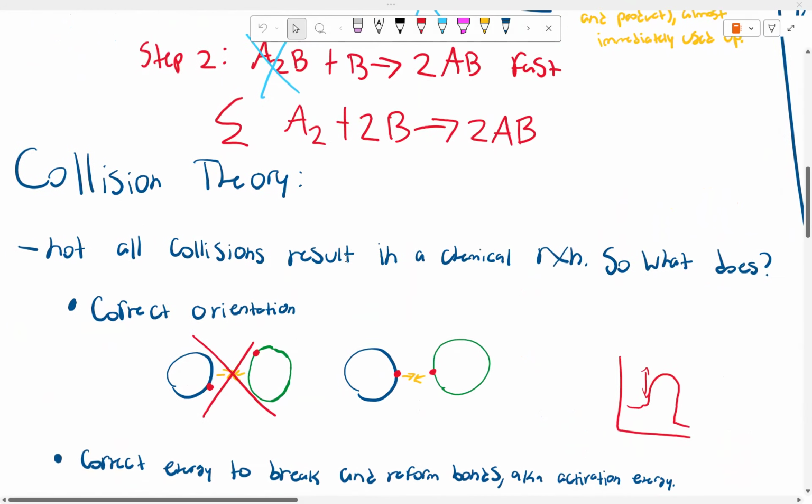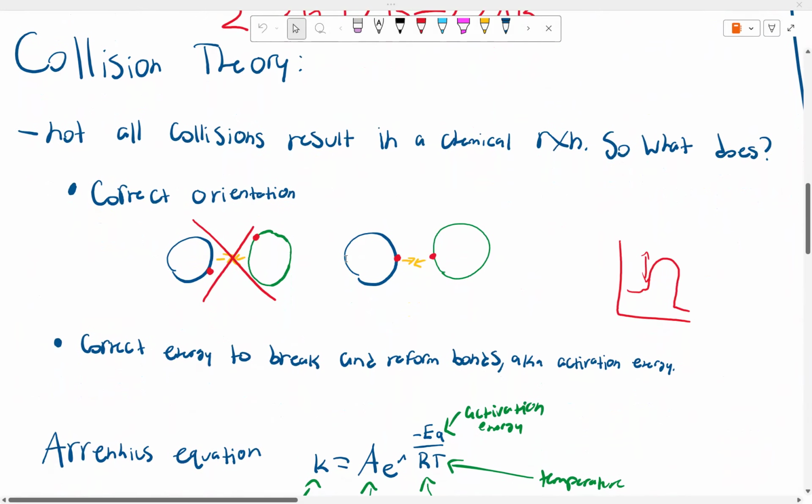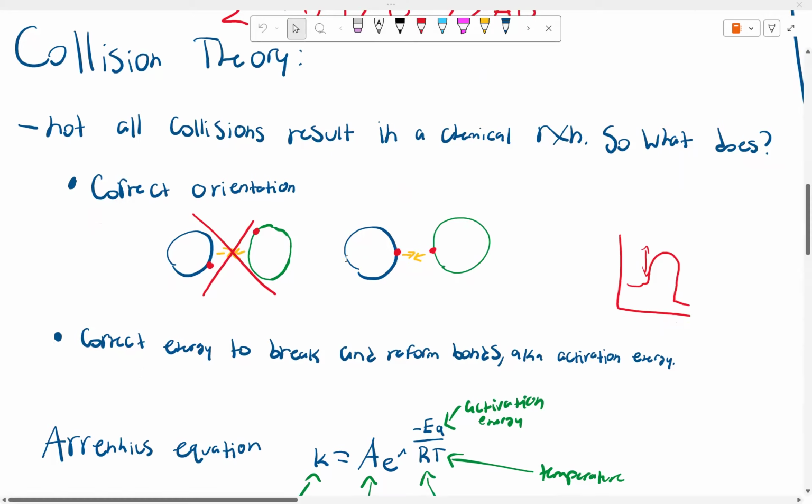equation. Also really quick, I want to go over collision theory, which is kind of the basis of kinetics, or the kinetic equation, like how products are formed from reactants. Not all collisions result in a chemical reaction, so that's really important. Otherwise, you'd have an insane amount of product, or it would just appear instantly, more or less, which is not what happens.